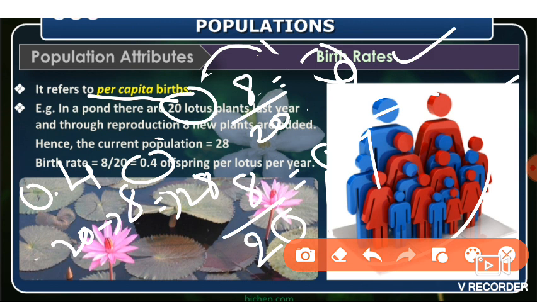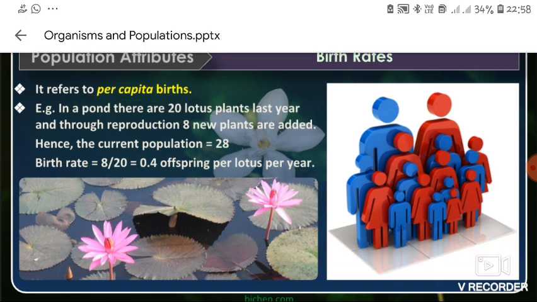If you take bacteria, we can calculate in weeks, or for other animals in months. It depends. So here you can see 8 divided by 20 gives 0.4. It means 0.4 offsprings per lotus per year. It means we are distributing that birth rate over every individual of a population. And moving to the next, that is death rate.